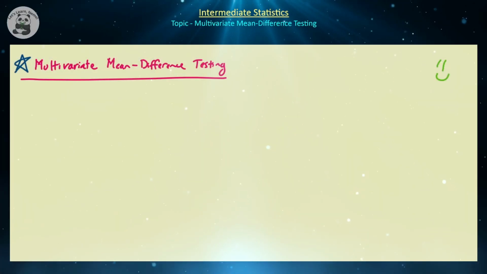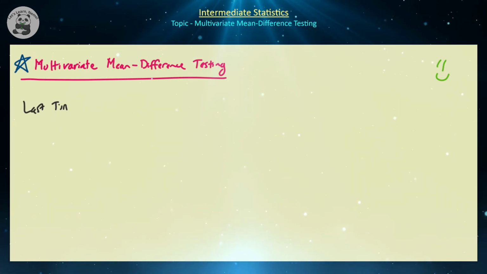Today we're going to continue our exploration of multivariate statistical analysis and focus on how to test if there is a significant difference between two multivariate population mean vectors. Before we get into that though, let's just review some of the basics that we talked about last time.